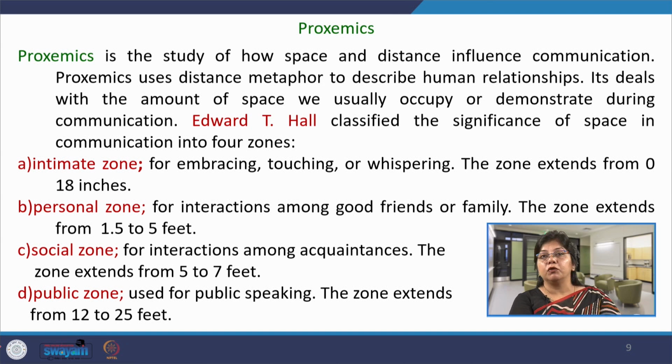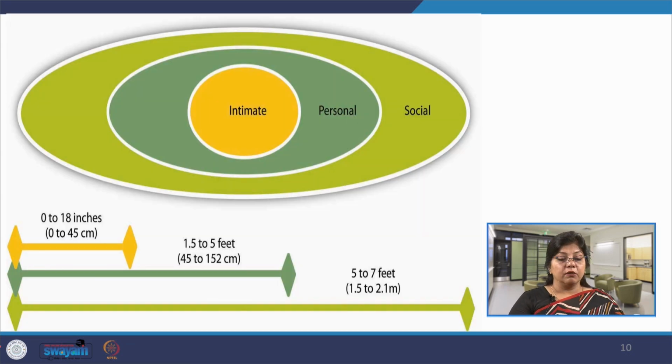I gave you the example of a leader addressing the masses, maybe 500 people. That constitutes public speaking, and the zone extends from 12 to 25 feet. So, this is how the relationship can be understood when two people are interacting with each other, and human relationships can be identified based on this communication, that is, space and distance. This is proxemics. This is just a diagrammatic representation of how we maintain distance in relationships.